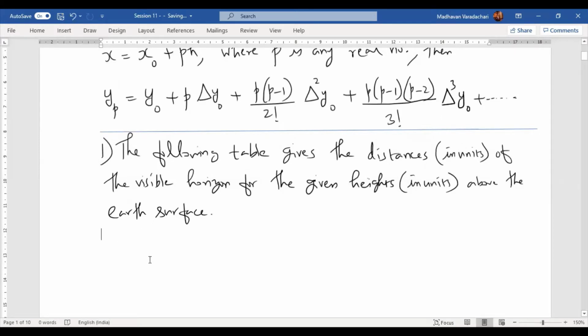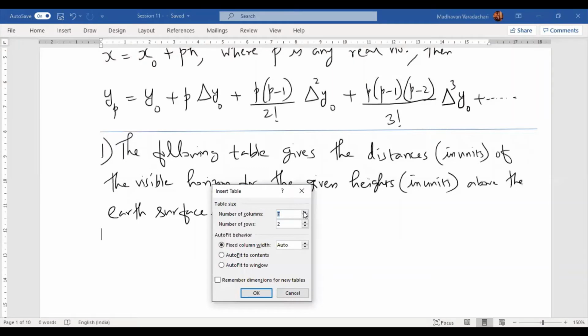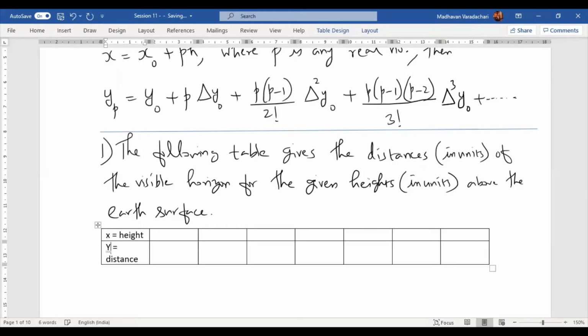Okay, so let me draw a table now. Table having 8 columns and 2 rows. So X is our height, and Y is distance. X values: 100, 150, 200, 250, 300, 350, 400.